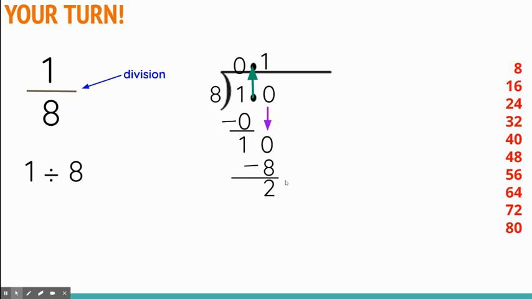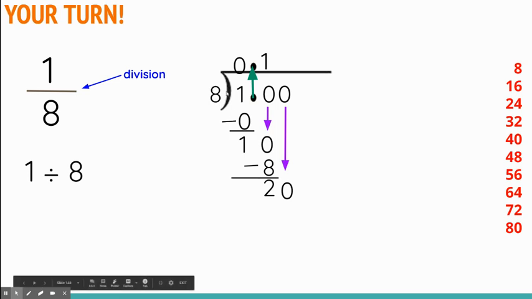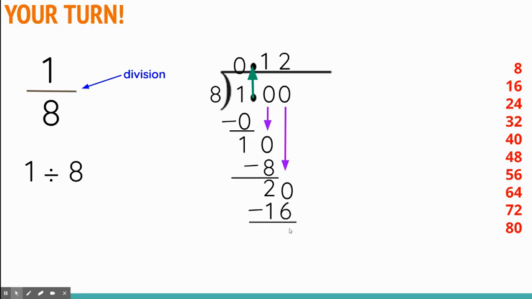Now, again, we're not going to have any remainders here. So I'm going to add another 0, and I'm going to bring it down. And now I have 20. So how many groups of 8 can I get out of 20? And if I look at my multiples over here, I have 8, 16, and 24. 24 again is too many, so I have to go only up to 16. 16 is 2 groups of 8, so I'm going to write the 2 up here. And 2 times 8 is 16. And when I subtract, I get 4.